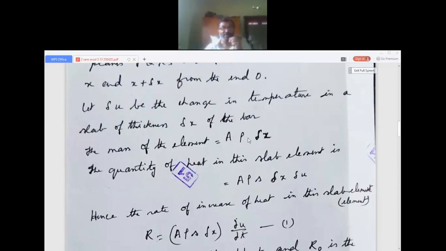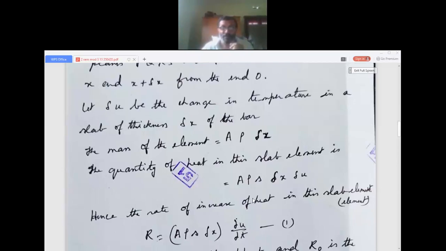The mass of the element is area into density into that small length delta x, so the mass will be A rho delta x. The quantity of heat in the slab is A rho S delta x delta U, where S is the specific heat, rho the density, and A the area. Delta x is the small length where the heat is considered, and delta U is the small change in temperature over this length.